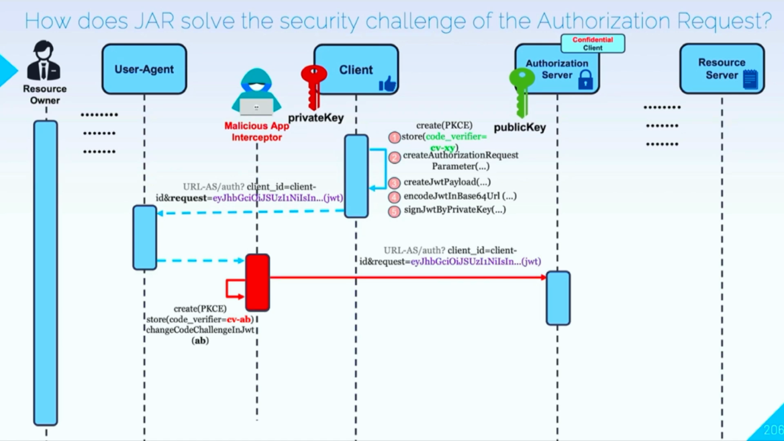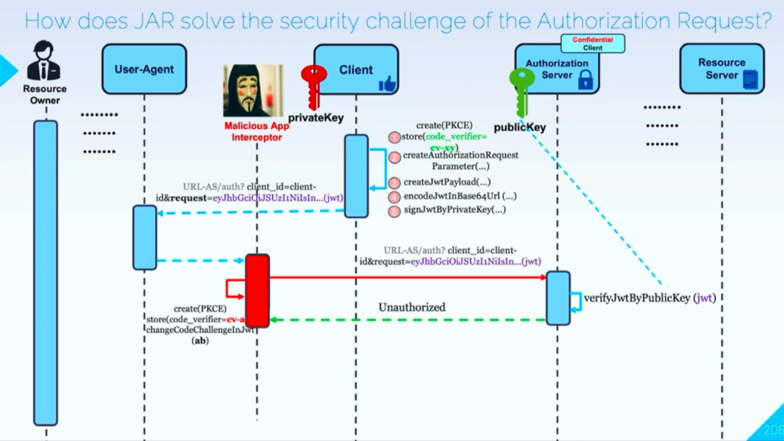And here is where the critical difference lies. The first thing the authorization server does is validate the JWT signature using the client's public key. Since the attacker has modified the payload, the signature no longer matches the original signed authorization request. As a result, the authorization server detects the tampering and rejects the request, which makes the attacker very sad.